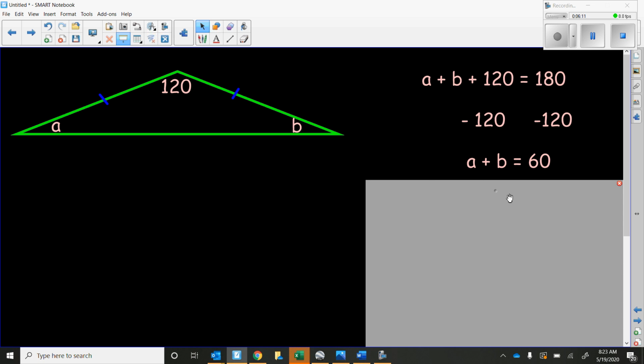But that doesn't mean angle A is 60 degrees, because if angle A was 60, angle B would have to be 0. We would not have a triangle. It would be kind of funny looking. So we don't know exactly what that would be. So that tells us that these two together have to equal 60.